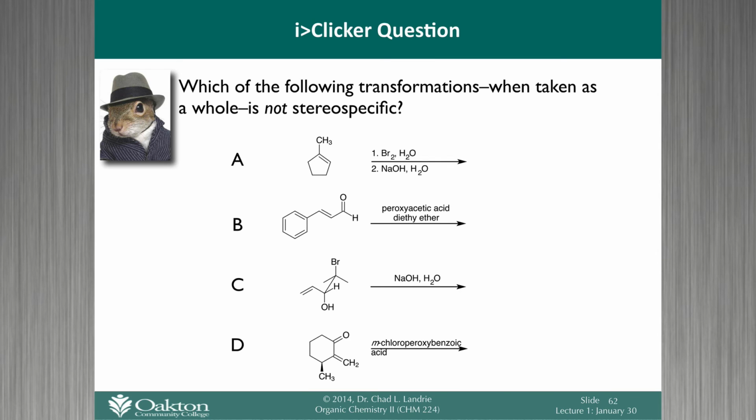Alright, so this question wants to know which of the following transformations, when taken as a whole, is not stereospecific. Which one is not? First question to always ask, are there stereoisomers of the reactant? If there are no stereoisomers possible for the reactants, you're done. Can't be stereospecific. Alright, so let's look at the top reaction.